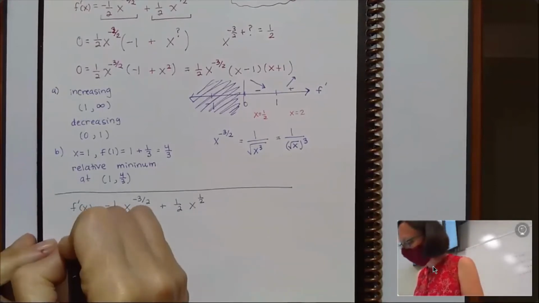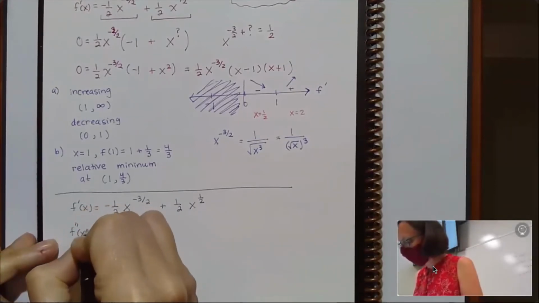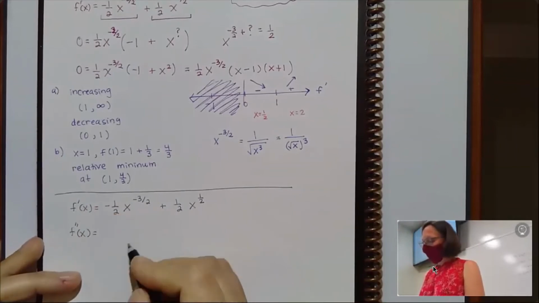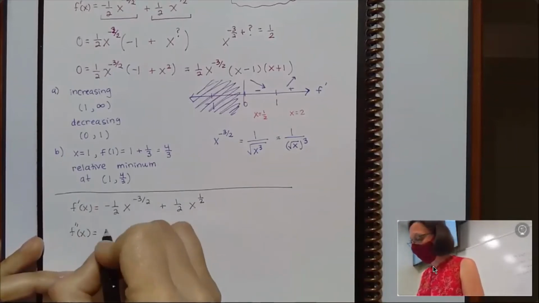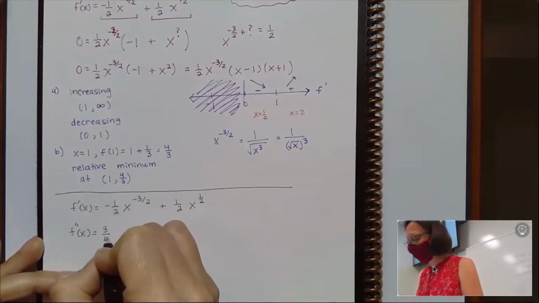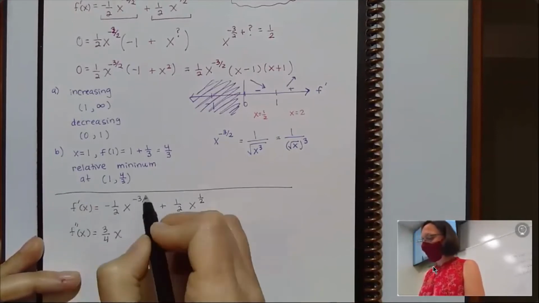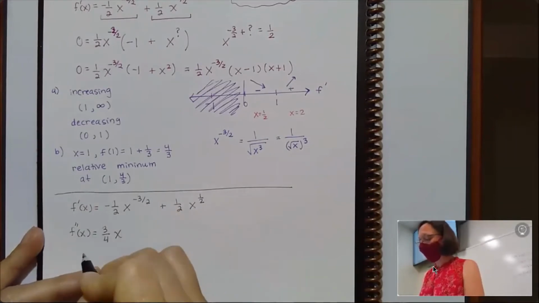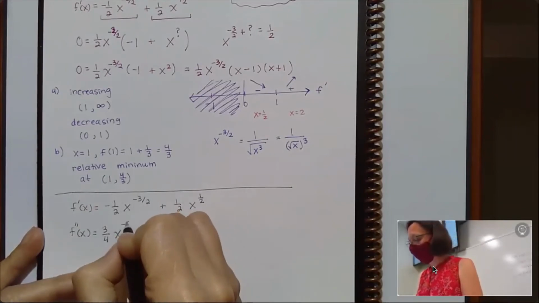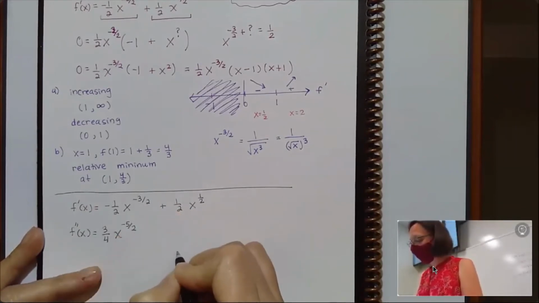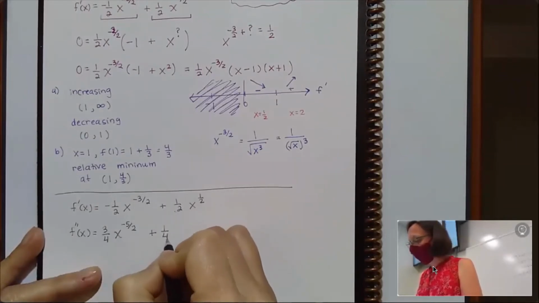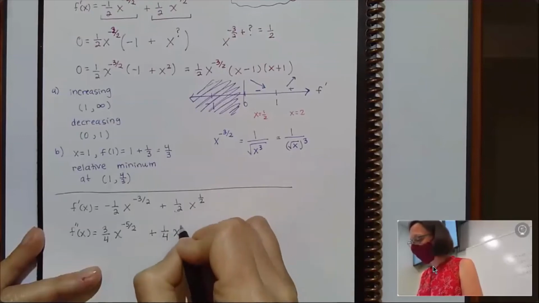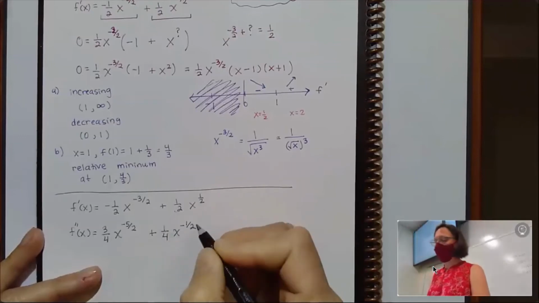So if I take a second derivative here, -1/2 times -3/2 would give me a +3/4. -3/2 minus 1 is -5/2. A 1/2 times another 1/2 would be a 1/4. And when I subtract 1 from that exponent, I'll be at -1/2.